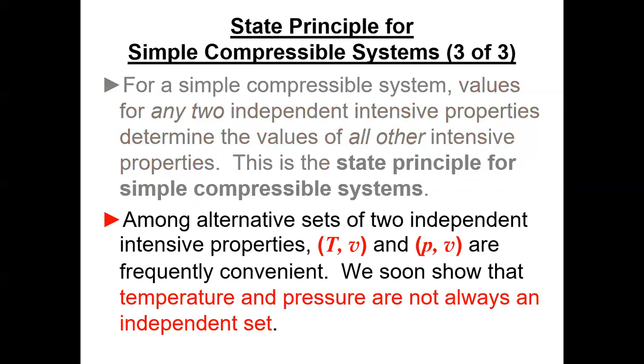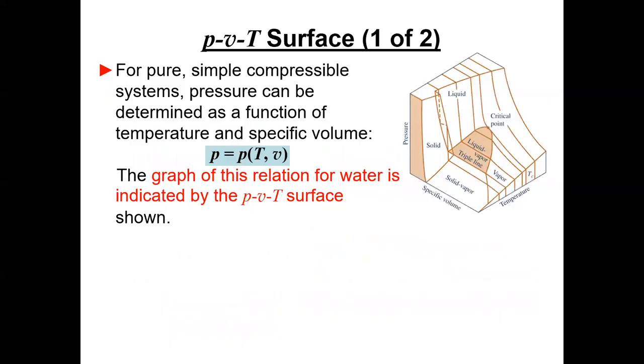Among alternative sets of two independent intensive properties, they suggest T and V or P and V, and you stay away from T and P, temperature and pressure, because there are times when they're not independent, so you could get into trouble with that. We will soon show that temperature and pressure are not always an independent set. I've already talked through that, but we'll do a bunch more of it.